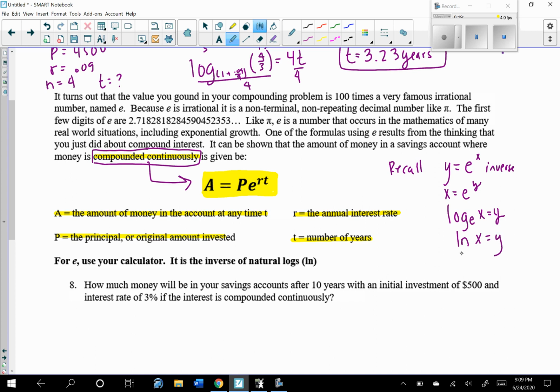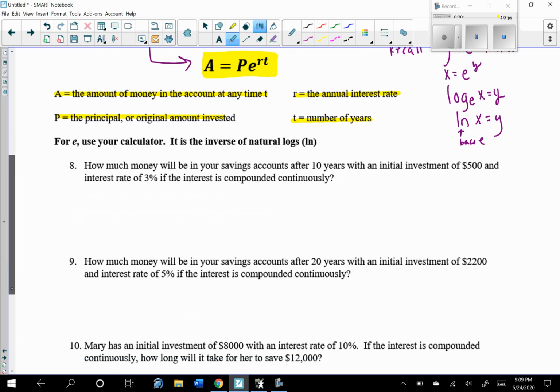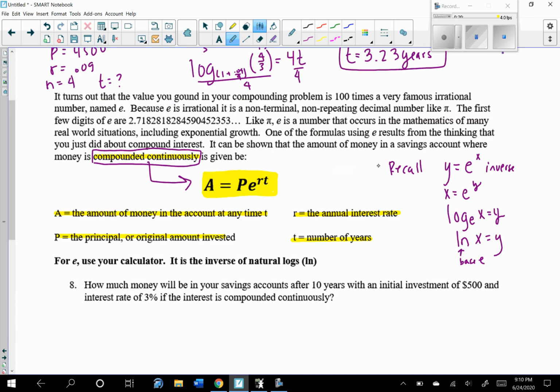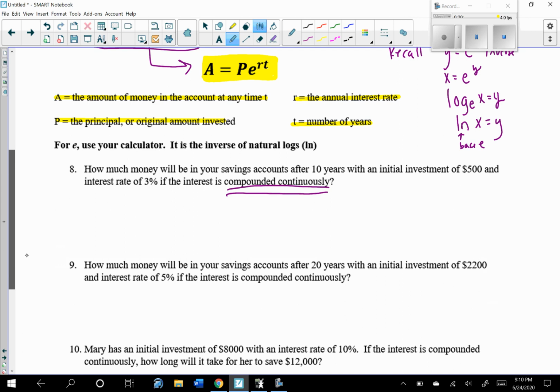So remember, this is just the base of e. We already talked about that. So for e, we know how to use it in our calculator, and we know we can use the natural log, or you can use log base e. It doesn't really matter. So looking at the next question, it says how much money will be in your savings account after 10 years with an initial investment of $500 and an interest rate of 3% compounded continuously. So those are the key words to tell me that I am using that formula.